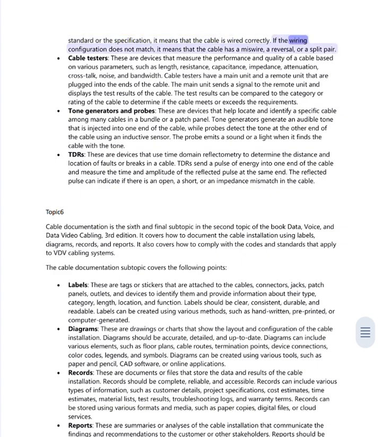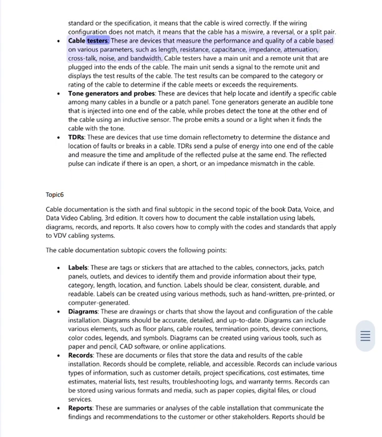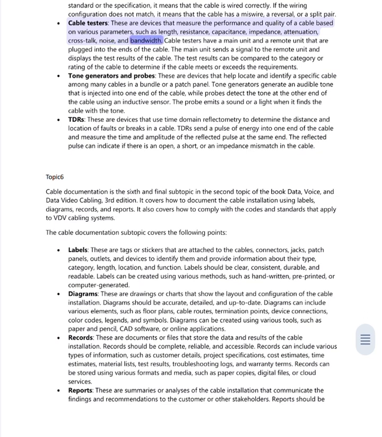If the wiring configuration does not match, it means that the cable has a miswire, a reversal, or a split pair. Cable testers. These are devices that measure the performance and quality of a cable based on various parameters, such as length, resistance, capacitance, impedance, attenuation, crosstalk, noise, and bandwidth.